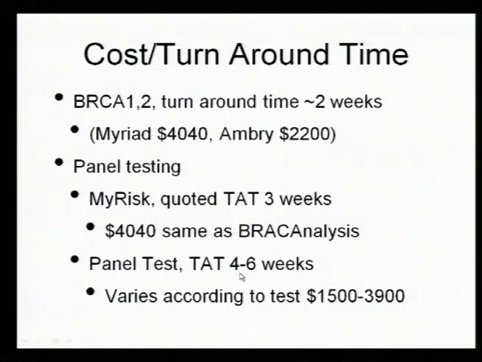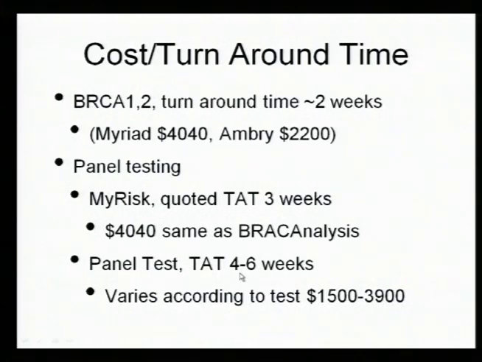As I said, BRCA 1 and 2, I just checked the other day, runs $4,040. We can get that usually in 2 weeks or less. Ambry can do BRCA 1 and 2 for $2,200, much less cost. That's a factor when you're ordering. I like Myriad because they get me things fast, and there's a lot of data there in the research they've done before anybody else had begun this process.